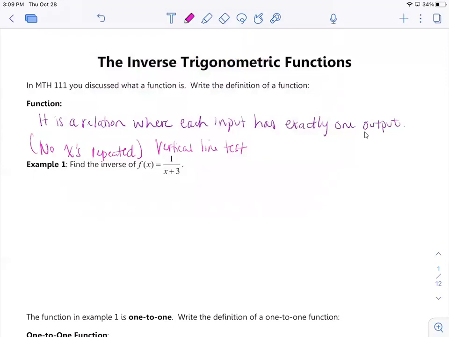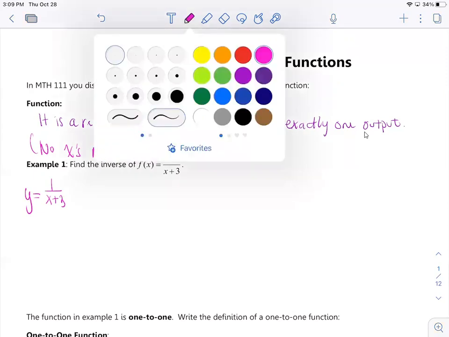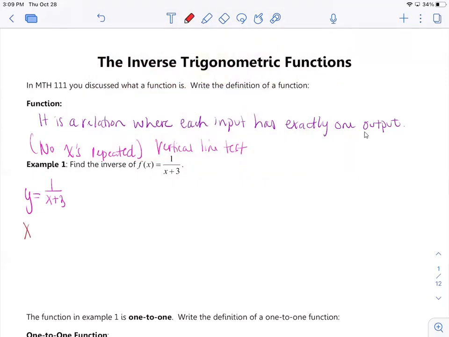The other thing I want to refresh your memory on before we get into the trig functions is how to find the inverse. So you talked about this in a previous math class, and you have this function, f of x equals 1 over x plus 3. Well, I can rewrite that as y equals 1 over x plus 3. Now, what you do for your very first step to find the inverse is you swap out your x's and your y's.